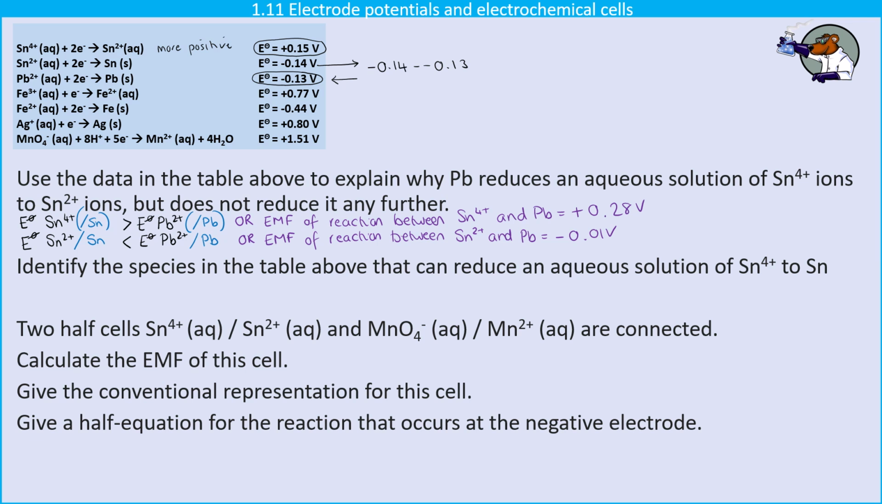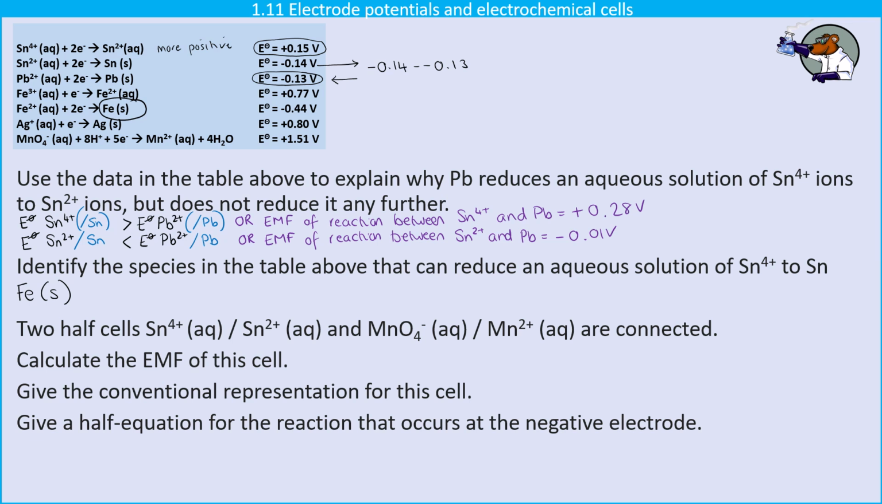So obviously the substance that's going to reduce the tin is going to be the one that is on the right hand side. So that there is going to be iron, and I'm going to write the symbol for iron and write the solid after it to make it very clear that I mean iron metal. I don't mean iron 2+ or iron 3+ or any other species that's related to iron.